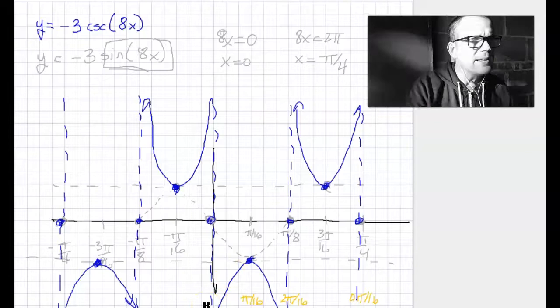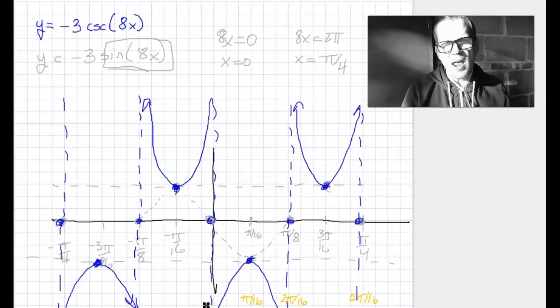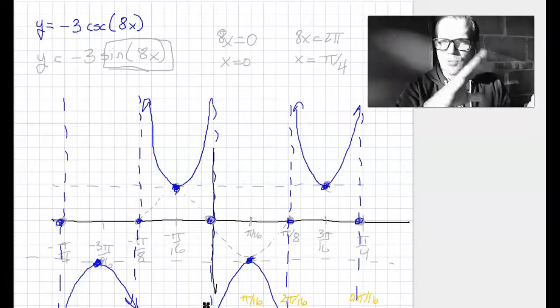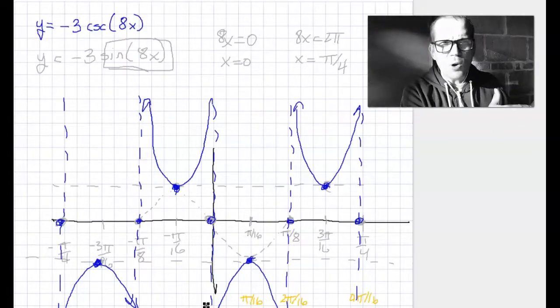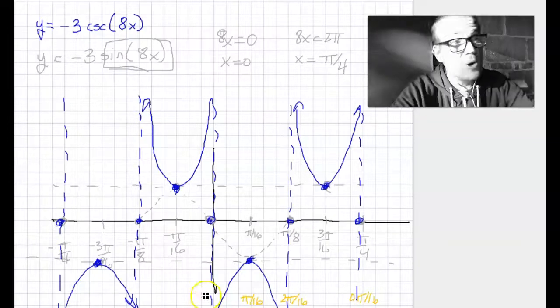So hopefully that makes sense, and hopefully you now see why I was going on and on about how asymptotes work and why dividing by 0 is a bad thing. And we're just going to use all the things we know about sine and cosine to do pretty much everything else. That's it. I hope you guys enjoy this, man.